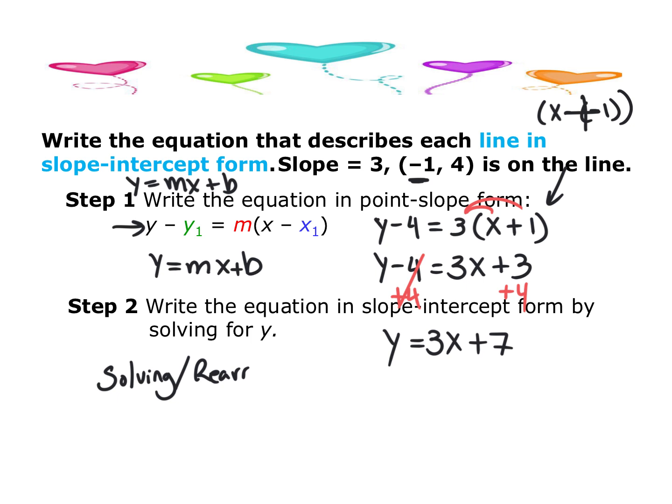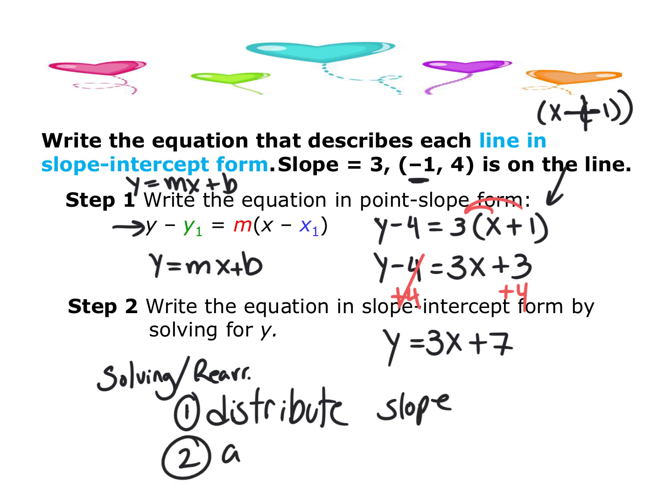I'm just going to keep it as rearranging. The first step for that is to distribute the slope. And then the second is to either add or subtract the number that's with the y.